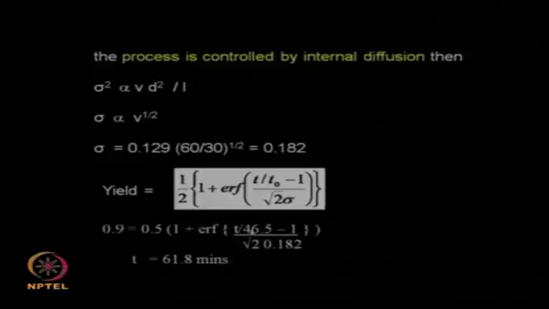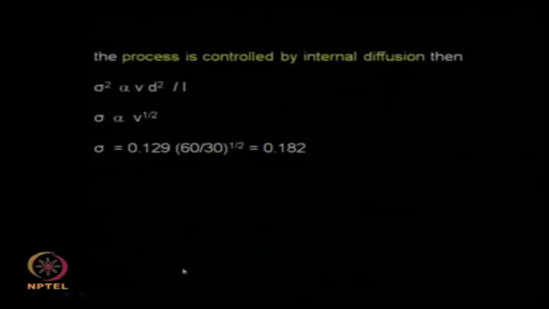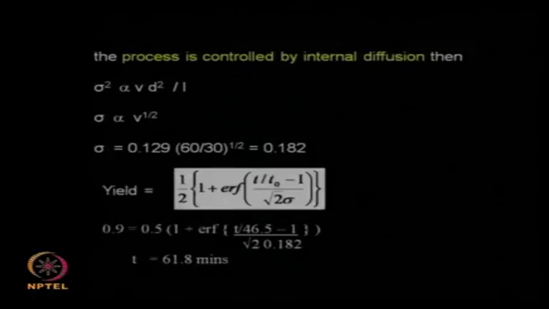Okay. So my new retention time is 46.5, my new sigma is 0.182, and my yield is 0.9, so T has now become 61.8 minutes with the internal diffusion. If the internal diffusion is the controlling factor, then sigma will be proportional to V raised to the power half, and when I double the velocity from 30 centimeter per hour to 60 centimeter per hour, the time required to collect has become 61.8 minutes. Now let us consider another situation.